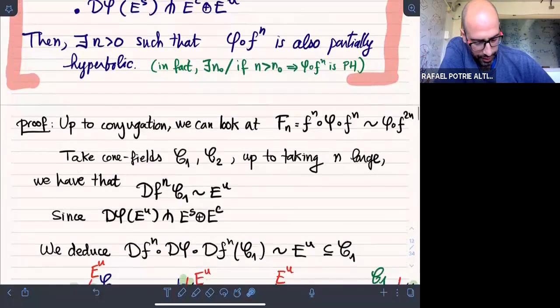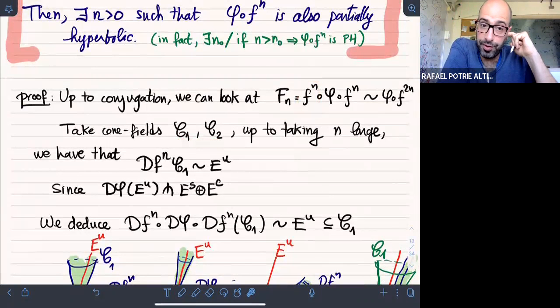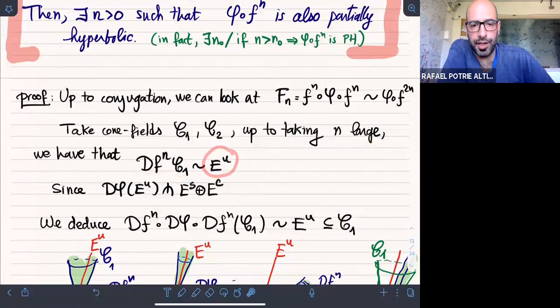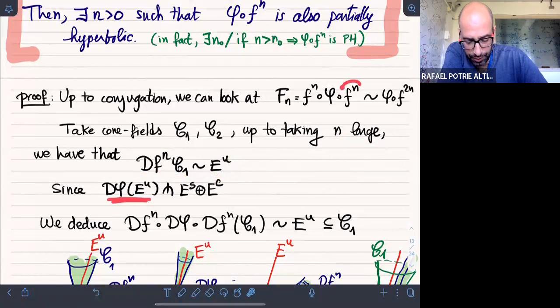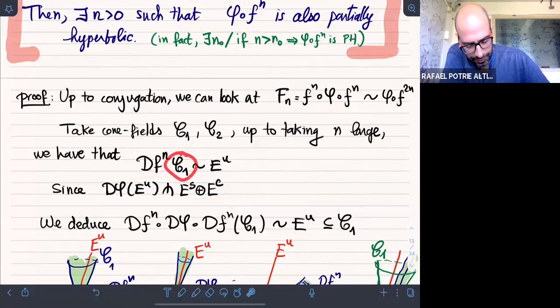Okay, and so the way to make the proof is you will take the cone fields that are ensured for your partially hyperbolic diffeomorphism f, and if you take n sufficiently large, these cone fields will be very close to the unstable direction. So for instance, df to the n of C1 will be very close to the unstable direction. So when you apply phi, the cone field will be so close that phi, which has this transversality property, will map the cone field transversally to this guy.